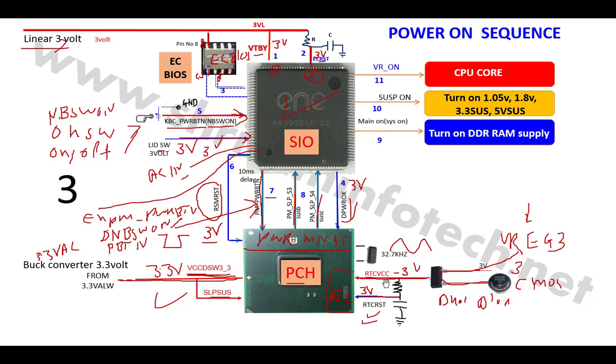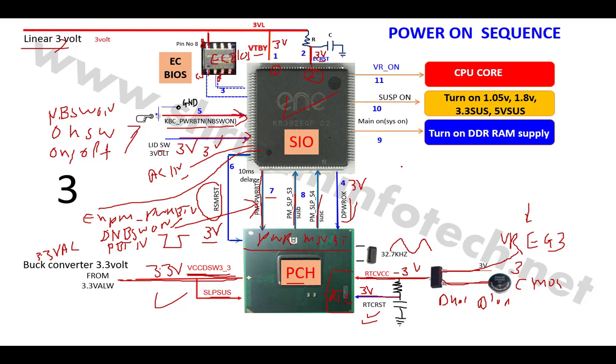That means the PCH gives the confirmation to the SIO to turn on all the power of the motherboard. In a laptop, there are two steps. One supply is called the standby supply, which appears before the power on button, and another supply is the power on, when you press the power on button. In a laptop motherboard, a number of voltages are generated and different chips require different voltages.